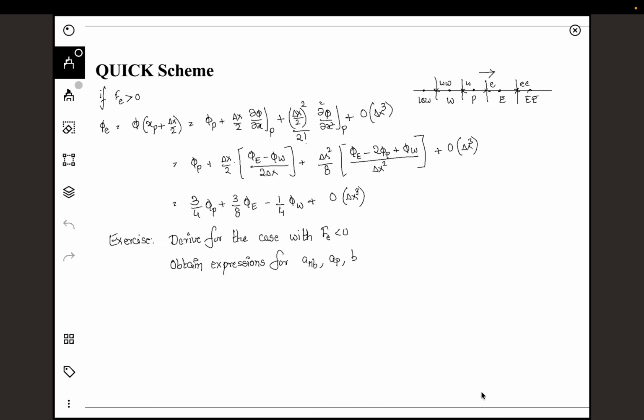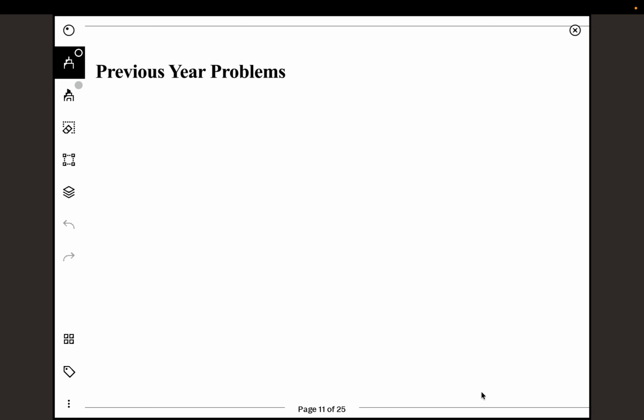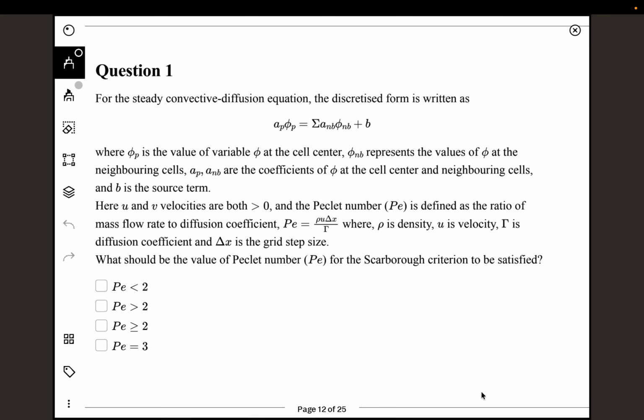So now we'll quickly go through the previous year problems. So the first question here is to study the convective diffusion equation. The discretized form is written as AP phi p is sigma a nb phi nb plus b, where phi p is the value of the variable phi at cell center.